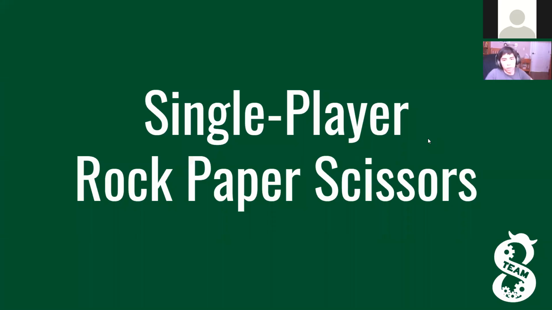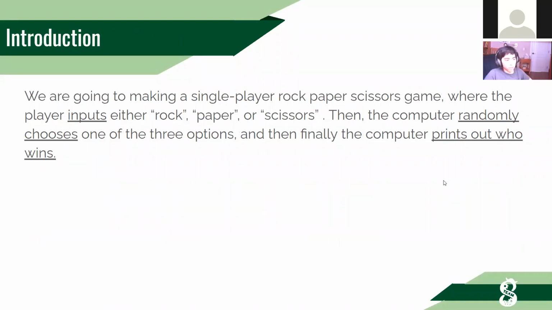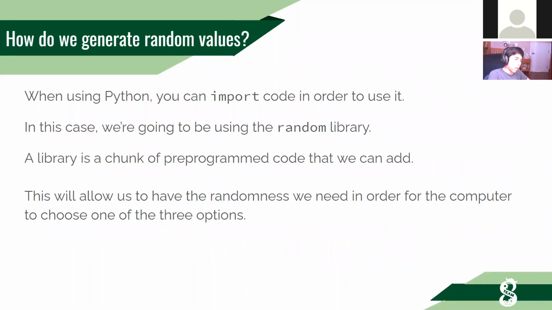Let's make a rock, paper, scissors game, everyone. So you're going to be doing this against the computer. So here's how it's going to work. We're going to make a single player rock, paper, scissors game where the player inputs rock, paper, or scissors. Then the computer randomly chooses one of the 3 options. And finally, the computer prints out who wins. So for the first step, how are we going to do this? How do we generate random values?